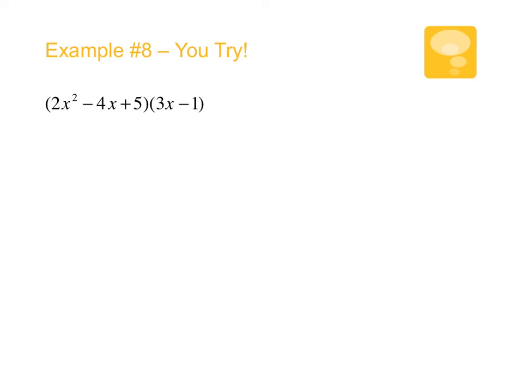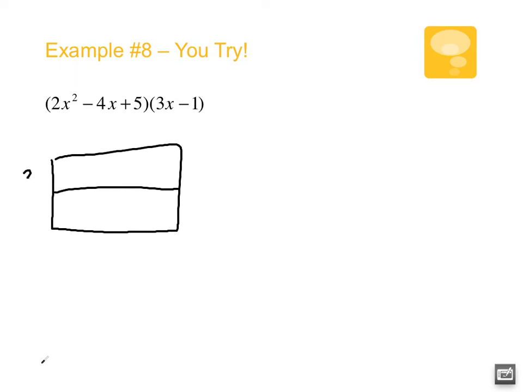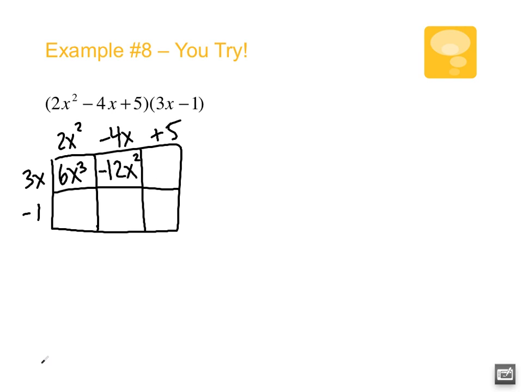Okay, hopefully you had a chance to try this one on your own. We're going to go over it together. Again, I prefer the box method, so that's what I'm going to do, so I make sure I don't lose anything. Okay, so this becomes 6x to the third, negative 12x squared, and positive 15x. This becomes negative 2x squared, positive 4x, and positive 5.